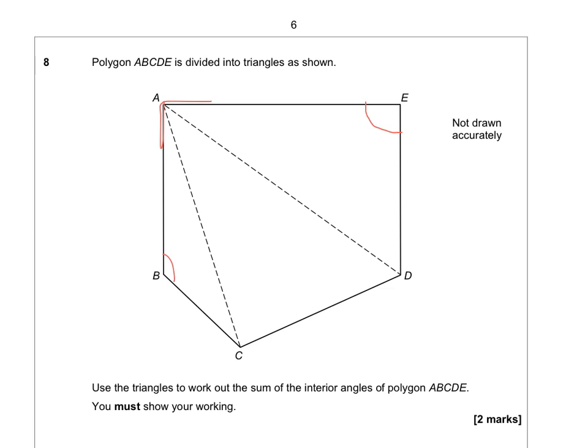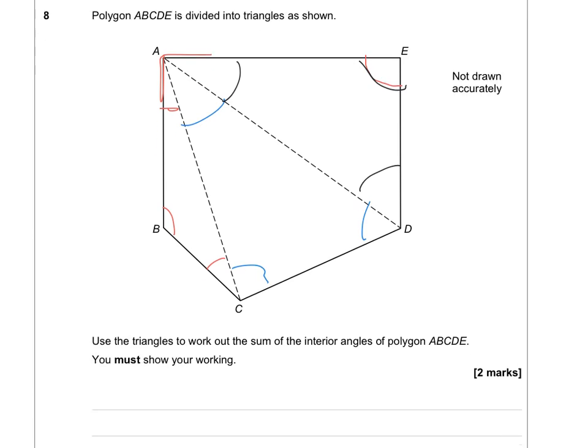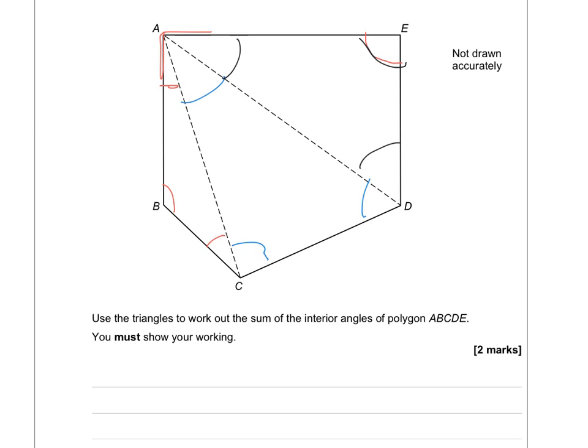Now, angle B plus this angle here plus this angle here must be equal to 180 because the angles in a triangle add up to 180. This angle and this angle and this angle also add up to 180. And finally this angle and this angle also all add up to 180. This covers all of the angles inside the polygon. So the total of the angles, because this shape can be split into 3 triangles, must be 3 multiplied by 180, which is 540.